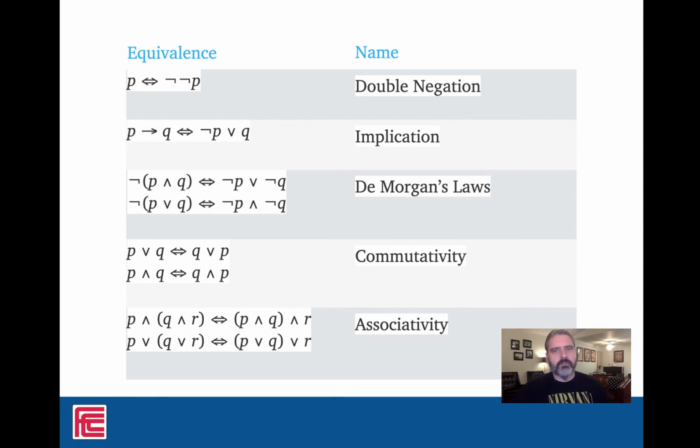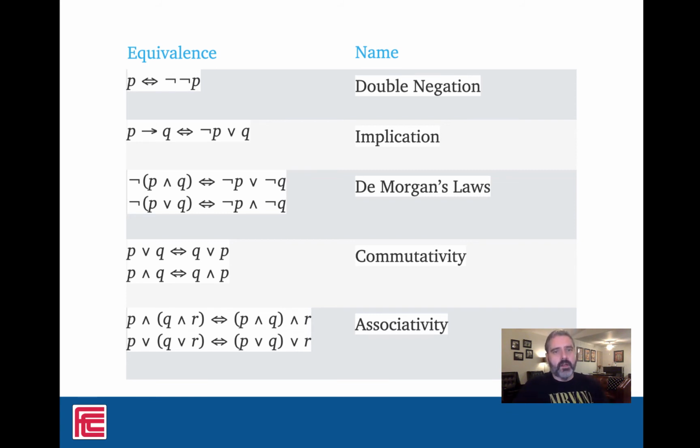But double negation, right? The not of something is the something. And implication, right? P implies Q. We can convert that into not P or Q, right? Because one of those two things has to be true. If P implies Q, then you either don't have P or you have Q, because that's the way implication works. If the antecedent implies the consequent, then you either don't have the antecedent or you have the consequent, one of the two.